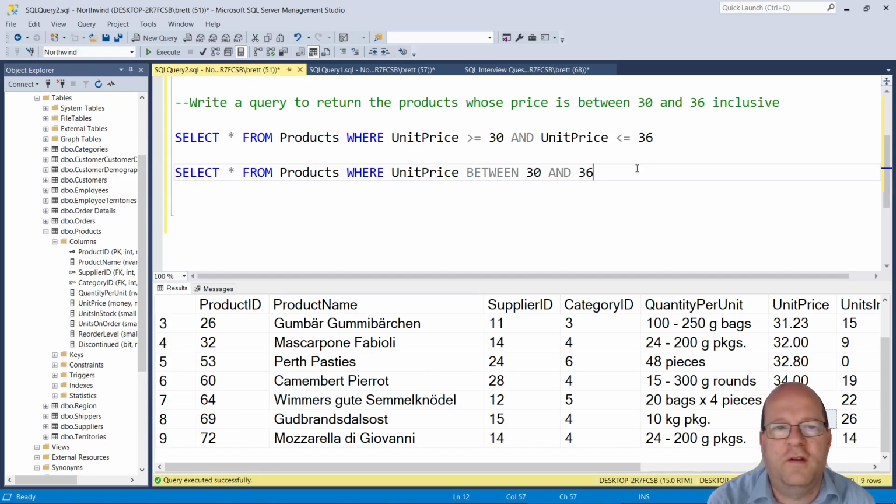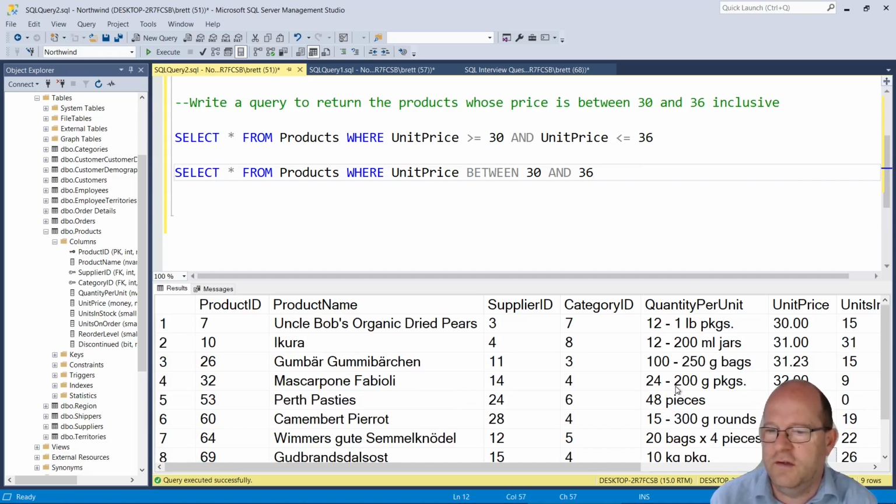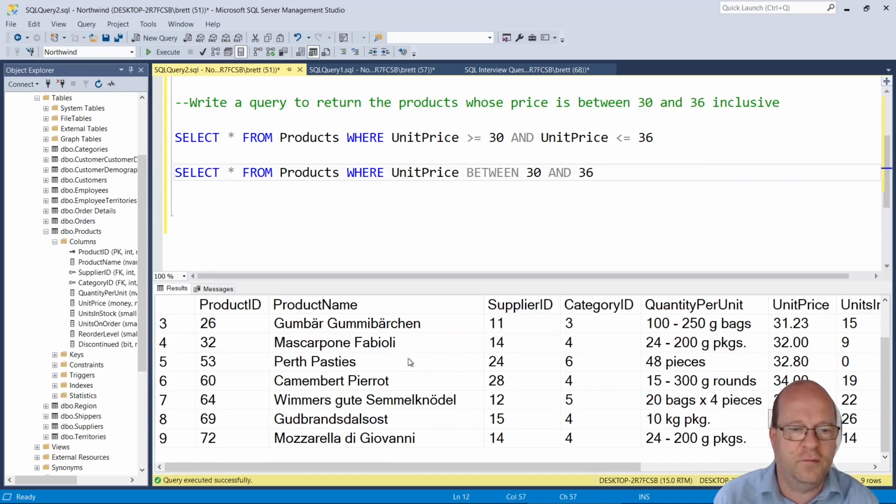Just be aware as well that they may want you to order the results as well. As you can see, these come out in a random order because that's what they're like in the database. I think this one's coming out in product order.